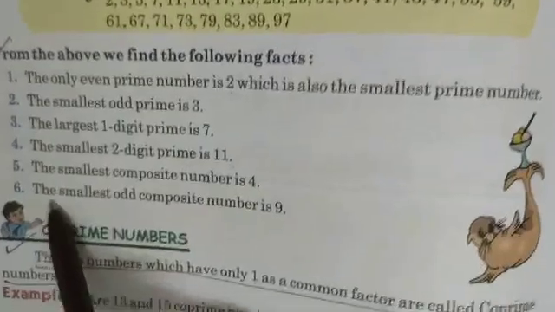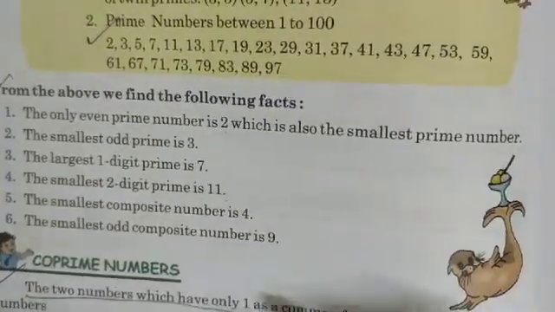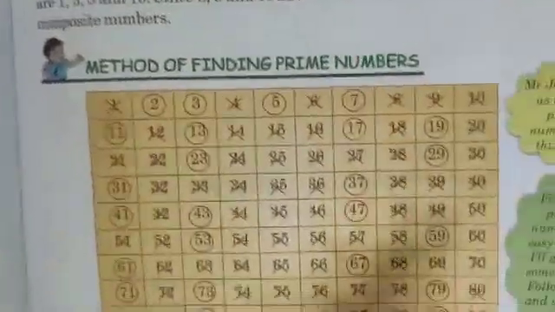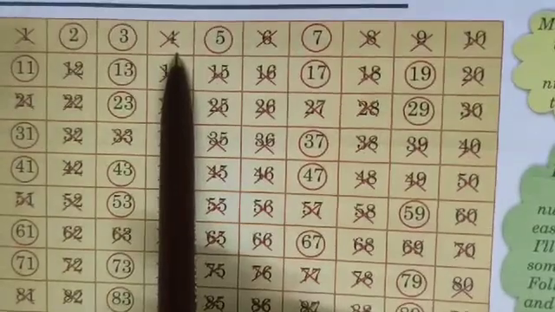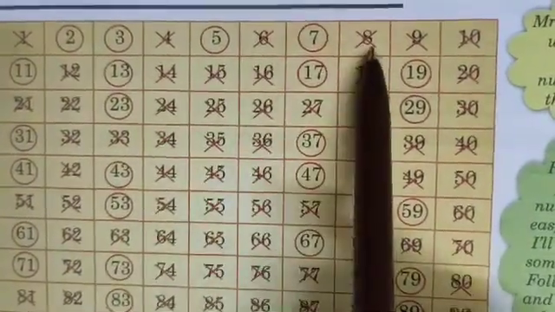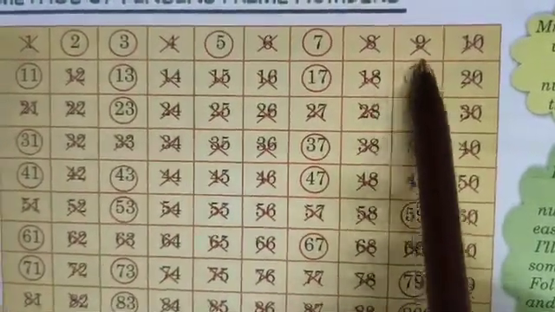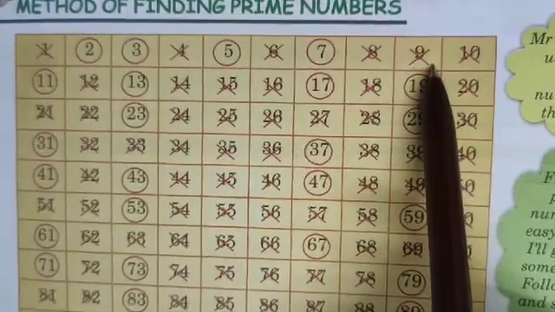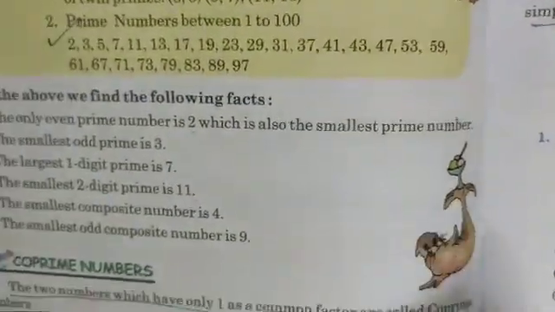The next is the smallest odd composite number. See, 4 is a composite number, 6 is a composite number, 8 is a composite number, but they are even numbers, and the smallest odd composite number is 9. 9 is an odd number. So this way you can find out the prime numbers.